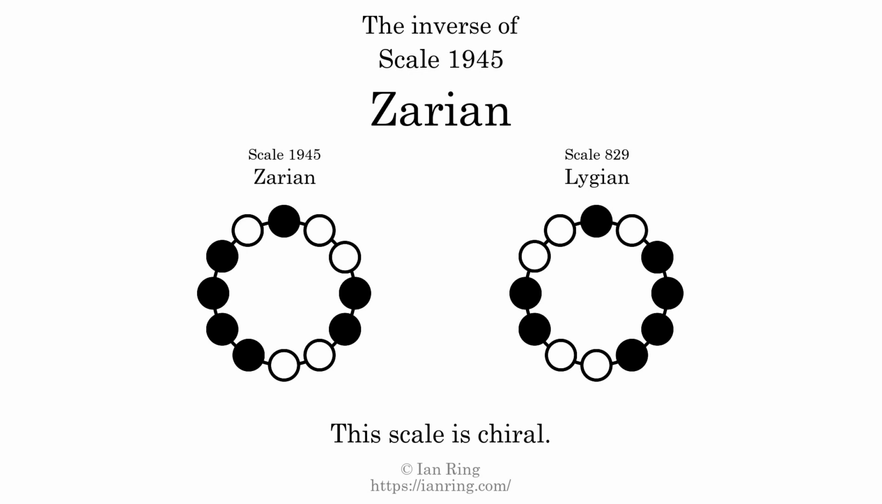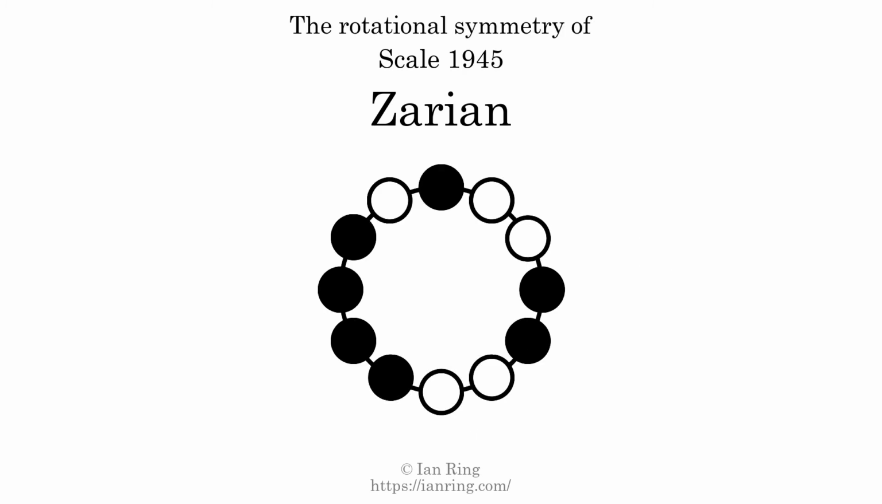The inverse of a scale is a mirror image. It is what you get when the sequence of intervals is reversed. The inverse of this scale is scale 829, also known as Lydian. This scale is chiral. It cannot transform into its inverse by rotational transformation. This scale has no rotational symmetry.